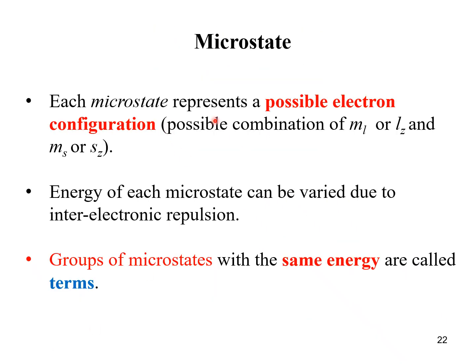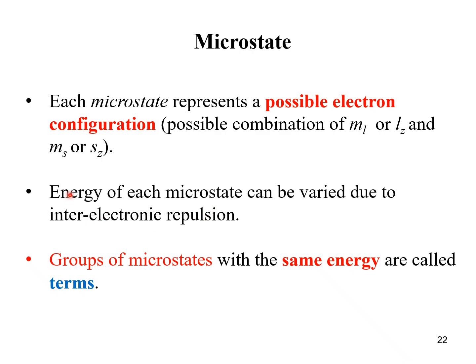Each microstate represents a possible electron configuration, or possible combination of Lz and Sz. Lz is the angular momentum quantum number with reference to the z-axis, whereas Sz is the spin quantum number with reference to the z-axis. And the energy of each of these microstates can vary due to the interelectronic repulsion.